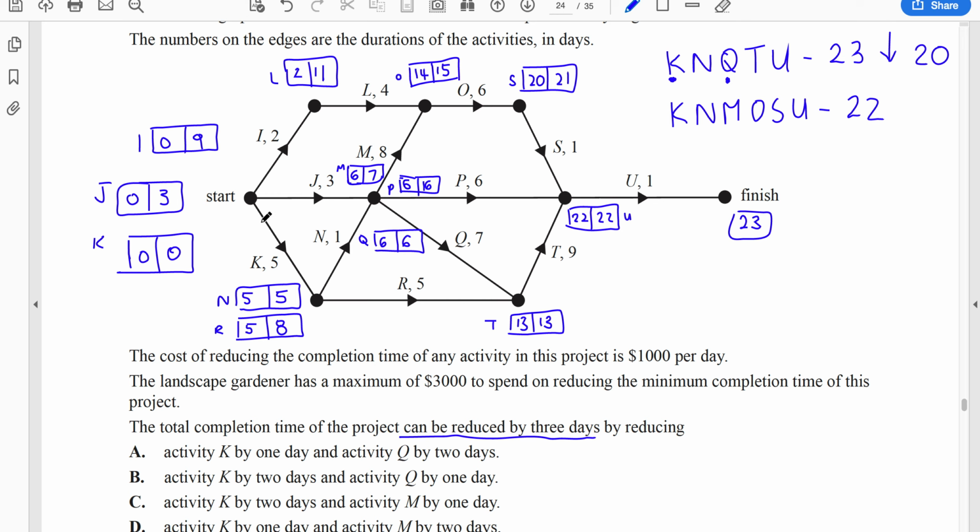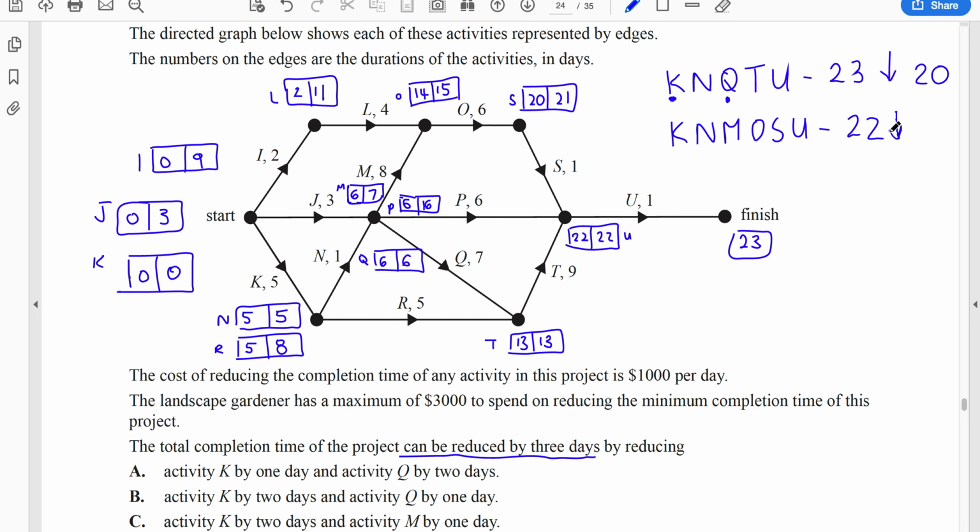So there's a path that goes through here that must be 22. If I have a look down this way, so 6 and then another 8, so the 14, 21, 22, it goes through KNMOSU. I've written that one there and I've written its length, because that means this also has to come down to 20. If this path here is not reduced, then you could potentially create a different critical path.